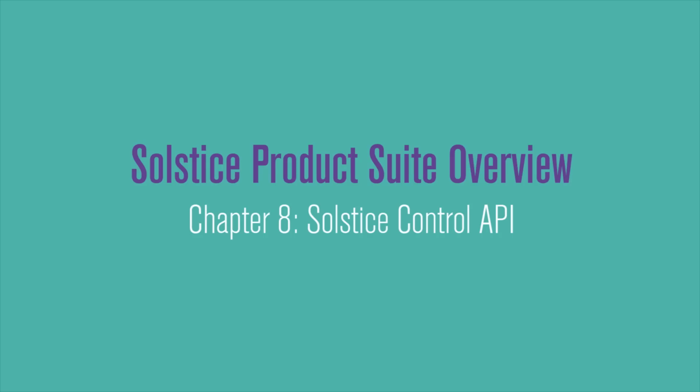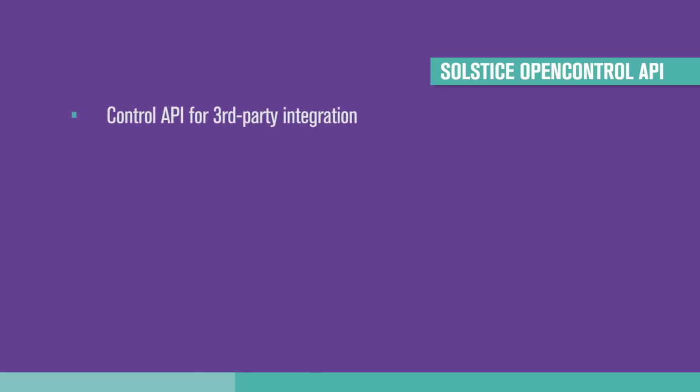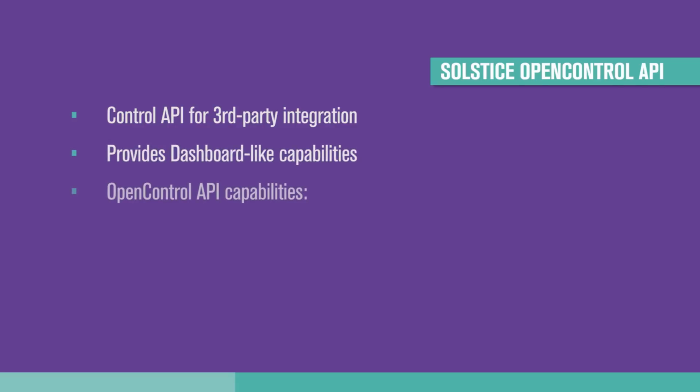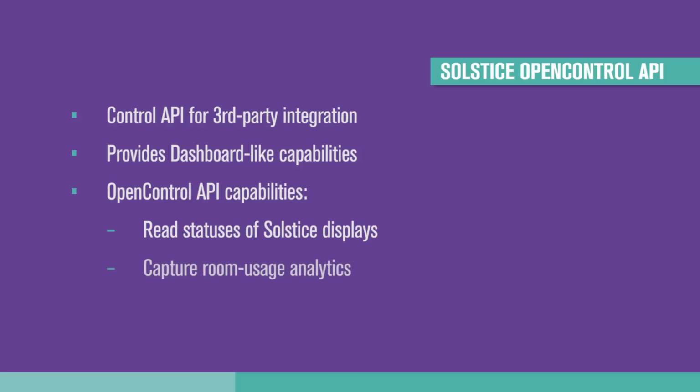The Solstice Open Control API provides an alternative to the Solstice dashboard by providing integration support for third parties to control and manage Solstice Enterprise Edition endpoints. The Open Control API supports third-party integration and control of Solstice Enterprise Edition pods and Windows software endpoints through a peer-to-peer TCP/IP-based API. Open Control can be used to read the status of a Solstice Enterprise Edition host, capture usage statistics, and configure Solstice Enterprise Edition endpoints.